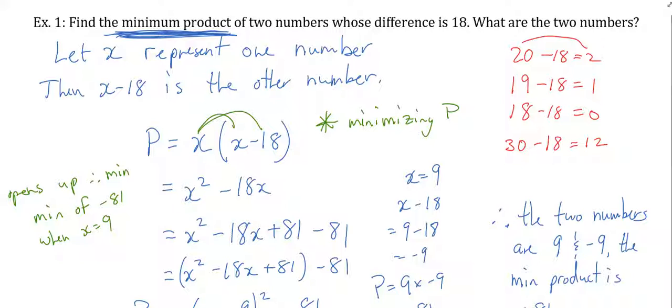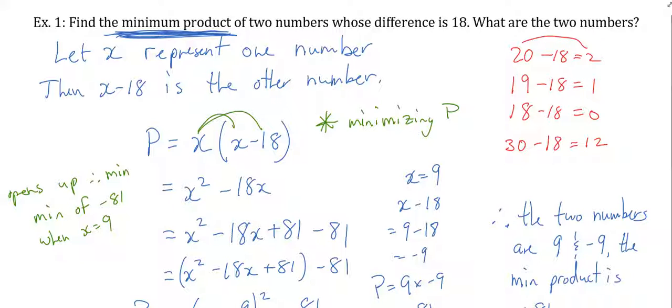So 20 and 2 have a difference of 18, yeah? What happens if I multiply them together? 20 times 2 is 40. That's a lot bigger than negative 81. What about 19 times 1? That's 19, still bigger. What about 18 times 0? That's 0, we're getting closer. What about 30 times 12? I don't know, something big. Right, 360? It's way bigger than negative 81.